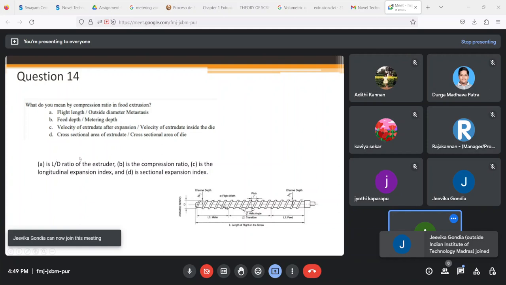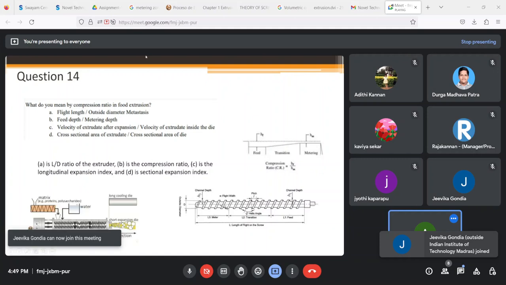The feed depth divided by metering depth. So here, this is the feed zone, this is the metering zone. As you remember, the first starting will be the feed zone, and the ending will be your metering zone. So the distance between your barrel, that is the outside wall, to your screw, this will be a certain height, and this will be a certain height. So it is not necessary that your height will be constant throughout the extrusion process. Sometimes you will have a decreasing height and sometimes you will have an increasing height. So in this case, sorry.